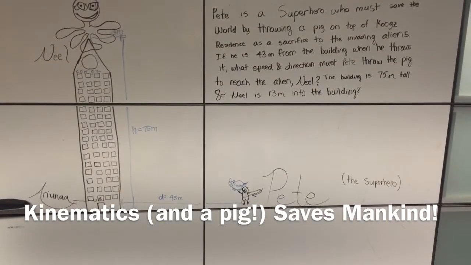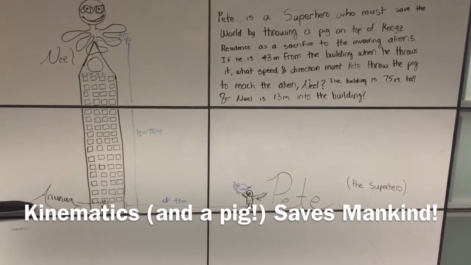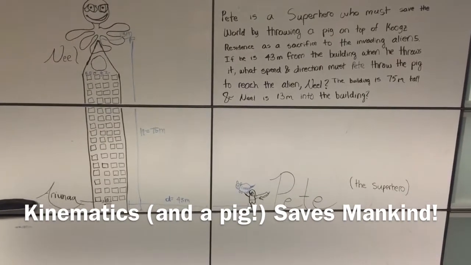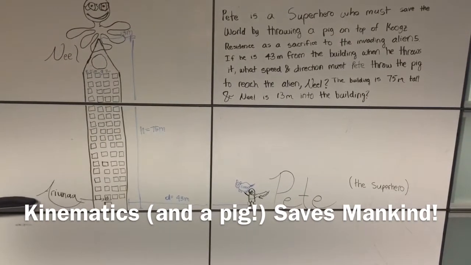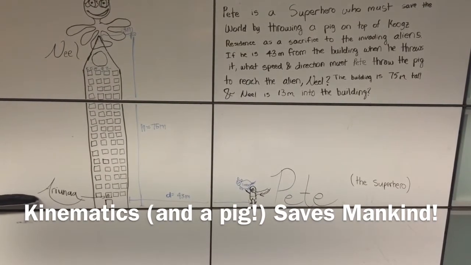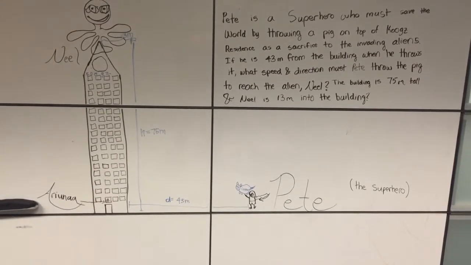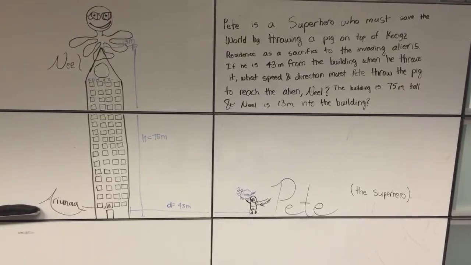Pete is a superhero who must save the world by throwing a pig on top of Coog's residence as a sacrifice to the invading aliens. If he is 43 meters from the building when he throws it, what speed and direction must Pete throw the pig to reach the alien Neil? The building is 75 meters tall, and Neil is 13 meters into the building.